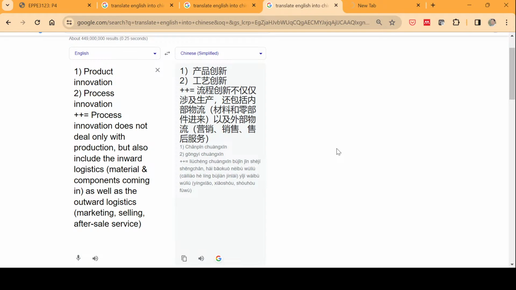So before the production and also after the production. Okay. And then next is codified and tacit knowledge.